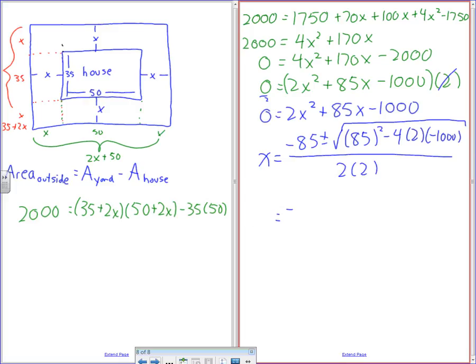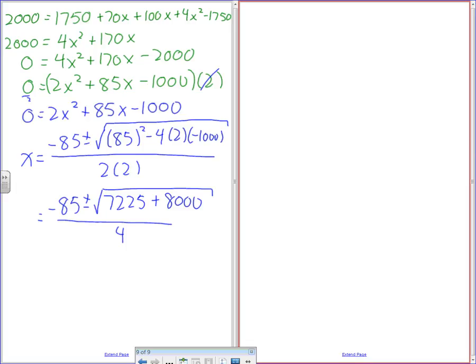What's 85 squared? You want to do the other one? Oh, that's okay. Do 85 squared. What do you get? 7,220. Oh, sorry. It is squared, right there. And then plus 8,000, all over 4. So we should get x equals negative 85 plus the square root of that.